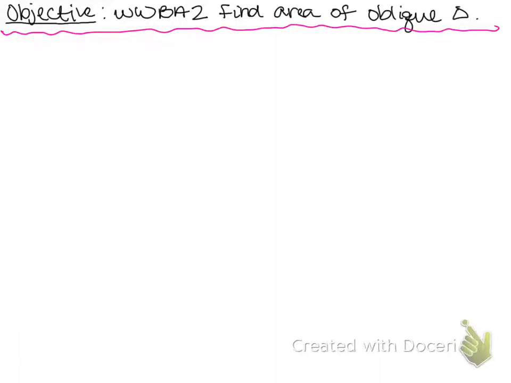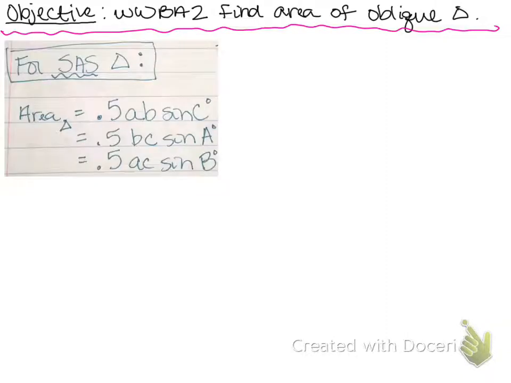Today's objective: we will be able to find the area of oblique triangles. For side-angle-side triangles, two sides and the angle between them, to find the area of the triangle, it's 0.5 AB sine C, or 0.5 BC sine angle A, or 0.5 AC sine angle B.